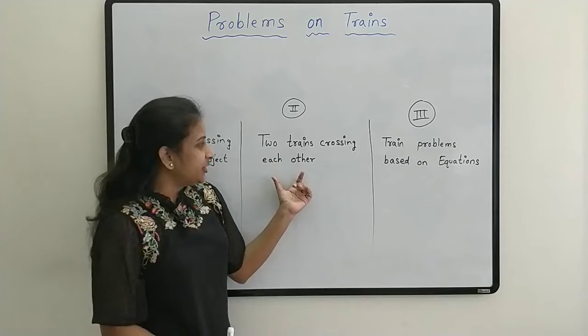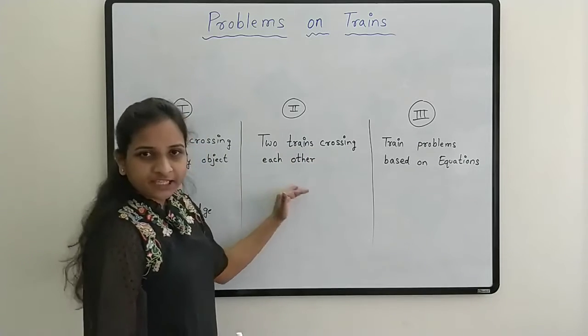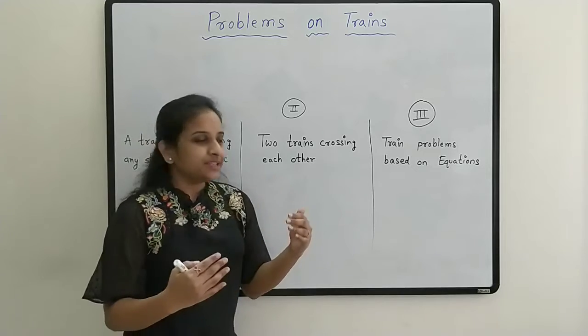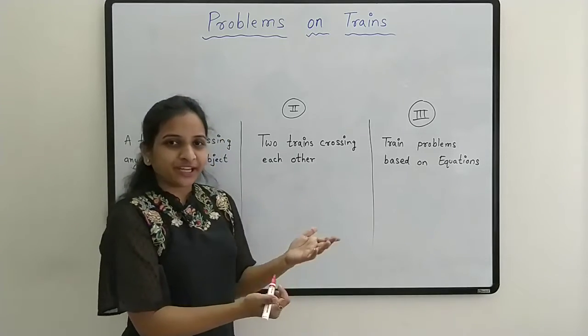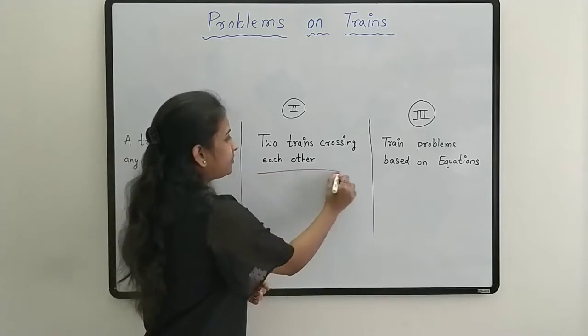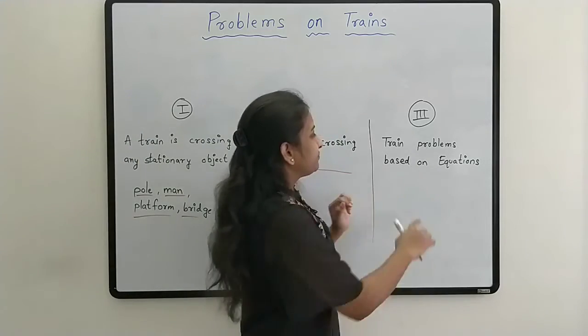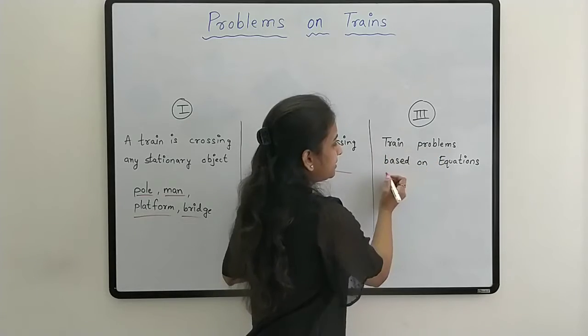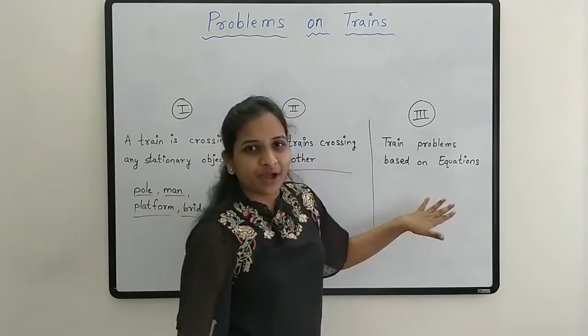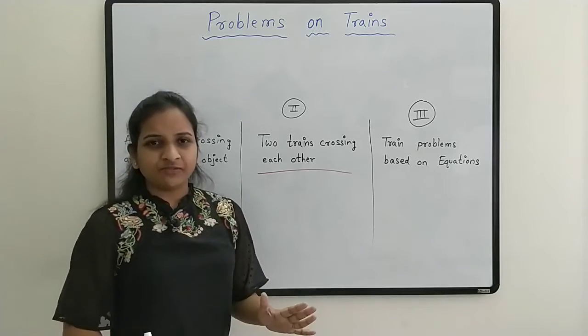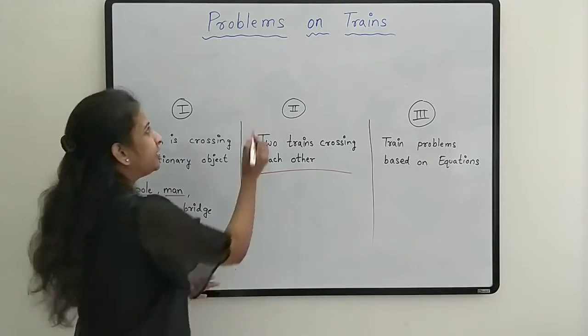Category 2 contains two trains crossing each other. Means one train is crossing another train, means one train is crossing a moving object. So these types of problems fall in the second category. In the third category, there are train problems based on equations. All these three category problems we will solve using one simple formula. Distance is equal to speed into time.